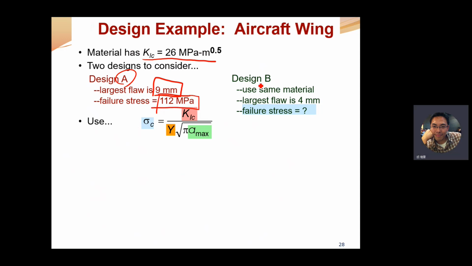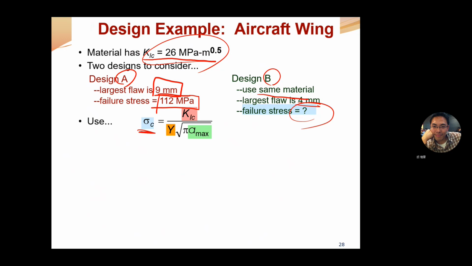Okay, and for design B, we use the same material. Therefore this fracture toughness is the same, right? And the largest flaw is about 4 millimeter. And what is its failure stress? We already know the critical stress equals the fracture toughness divided by the geometric factor Y times square root of pi times the flaw size, the maximum flaw size, right?